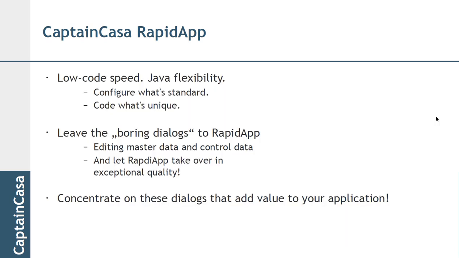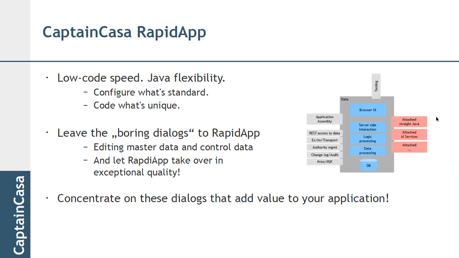CaptainCasa combines low-code speed with Java flexibility. Do not spend your project time and budget on developing boilerplate code, but concentrate on these screens which make your application. And be surprised about the quality behind the so-called boring screens. Issues like REST APIs for data access, export-import of data, authority management, tracing of changes, printing, PDF generation. All these issues are included within the RapidApp environment.